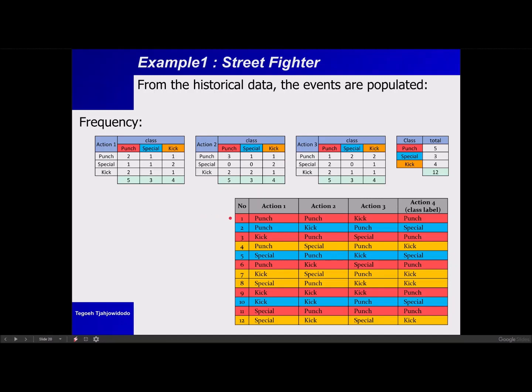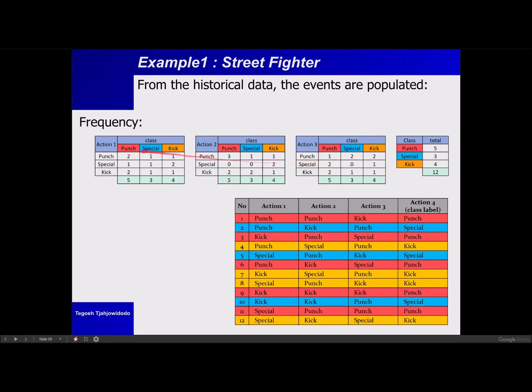So I have punch, punch, punch, punch, punch. Among all of these 5 punch, I calculate how many of them have punch in the first action, action 1. So there are only 2 punch as the first action among these 5 punch class. So I put 2 in here.